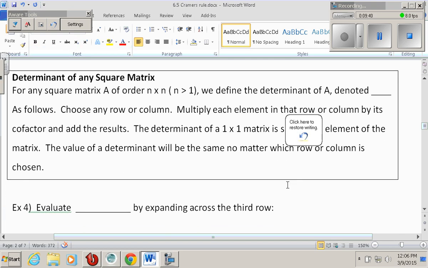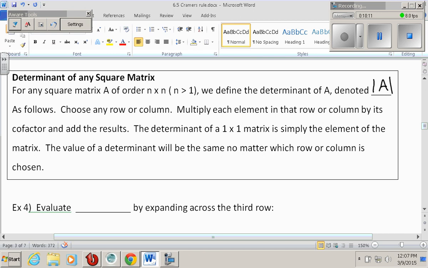Okay, so determinant of any square matrix. For any square matrix A of the order n times n, where n is greater than 1, we define the determinant of A, denoted, and we talked about this a little bit earlier, it looks like the absolute value, right? Choose any row or column, multiply each element in that row or column by its cofactor and add the results. The determinant of a 1 by 1 matrix is simply the element of the matrix. The value of the determinant will be the same no matter which row or column is chosen.